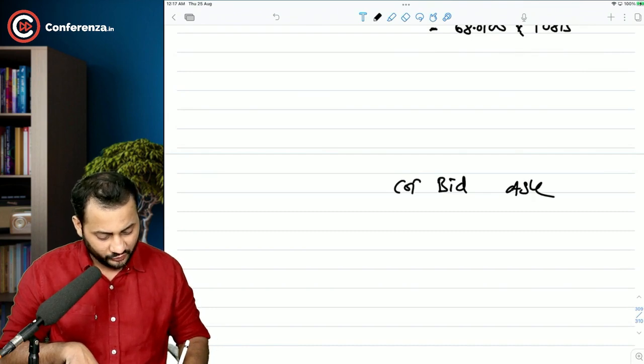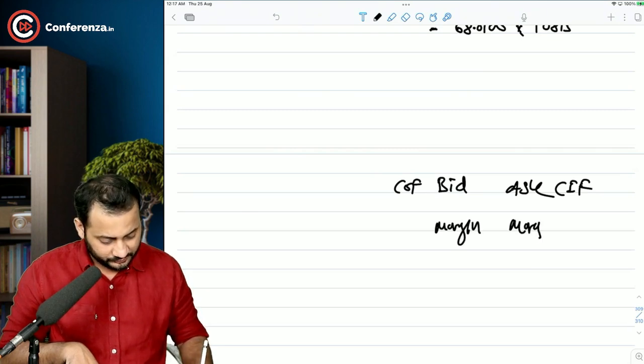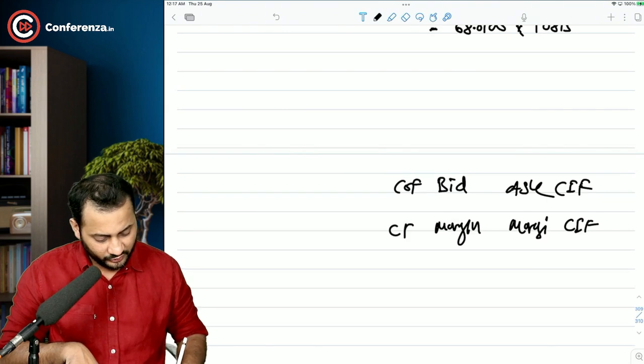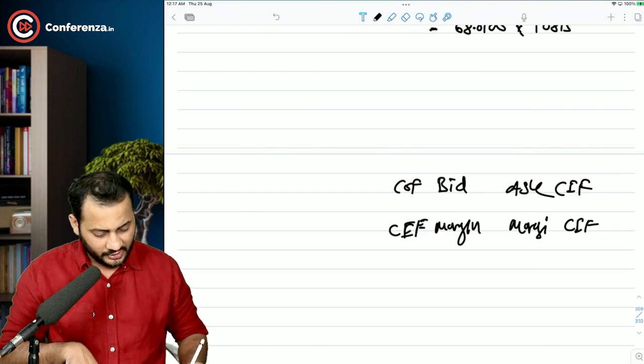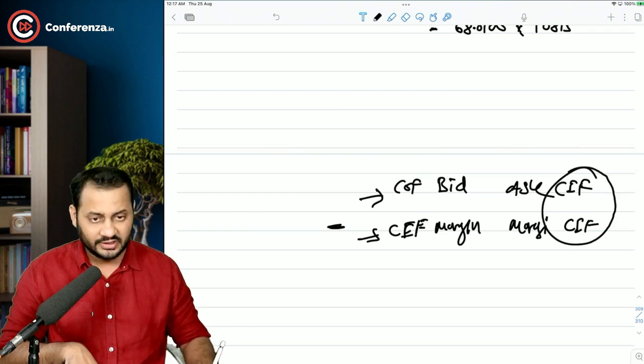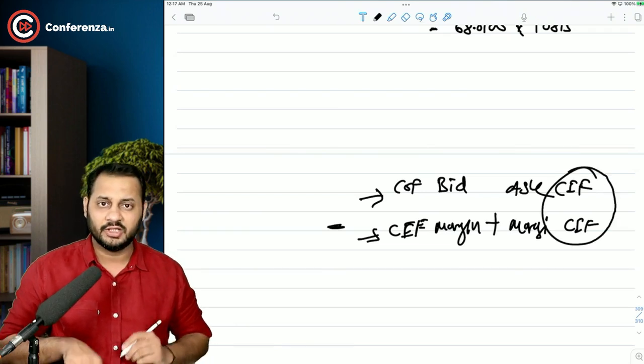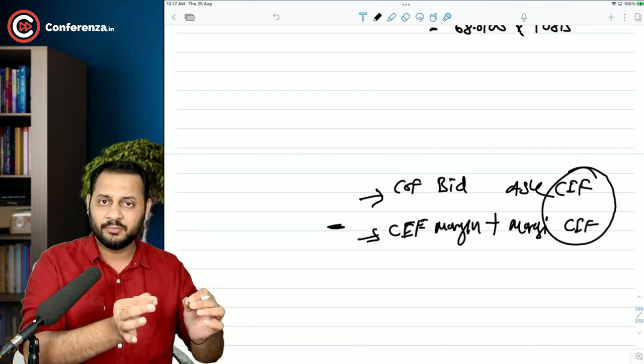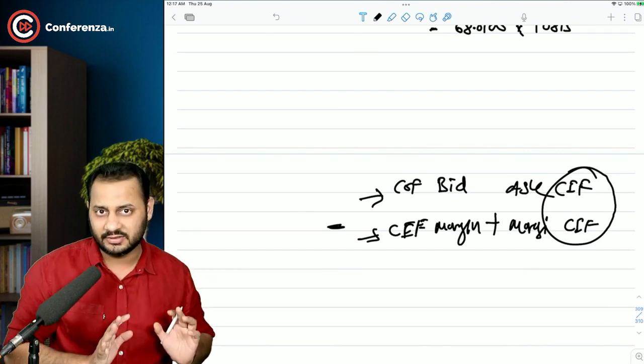This is a cash outflow to the bank and this is a cash inflow to the bank. And margin is always a cash inflow to the bank, right? So this is cash outflow, cash inflow. We are going to deduct this, and both of these are cash inflows. We are going to add margin. So deduct margin from the bid rate, add margin in the ask rate.